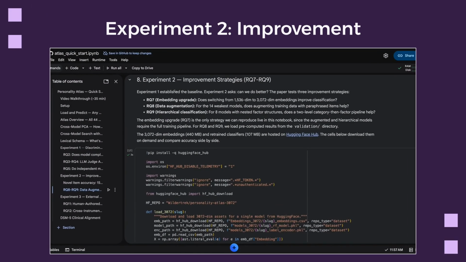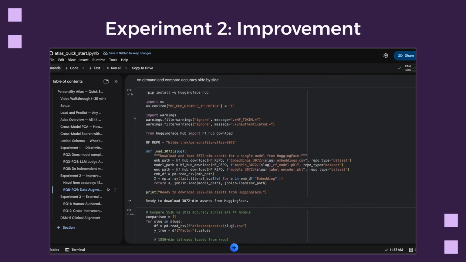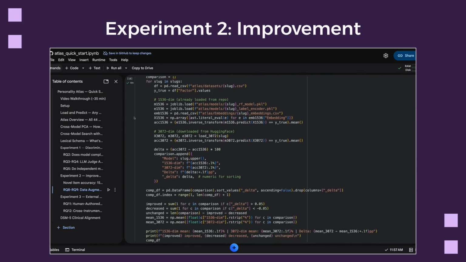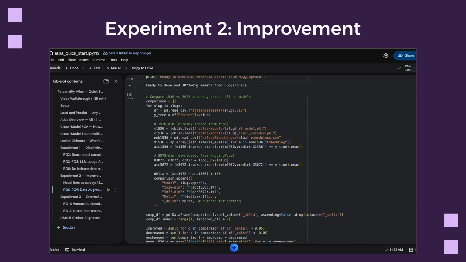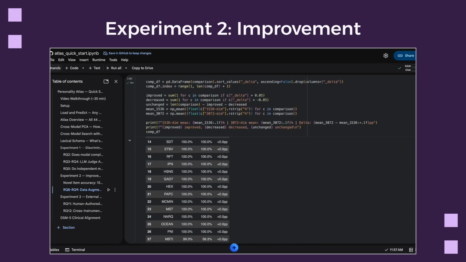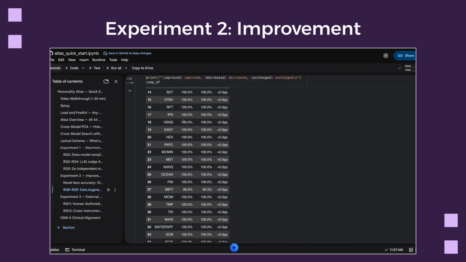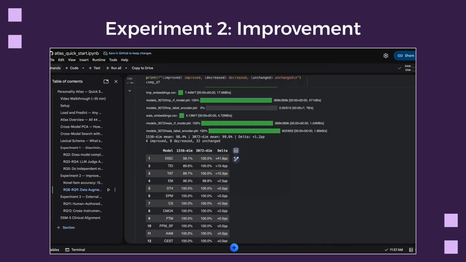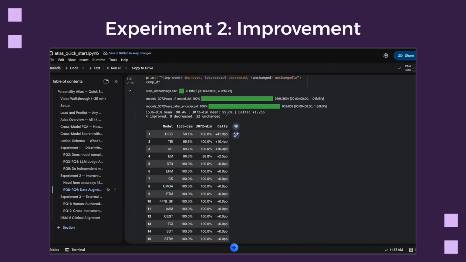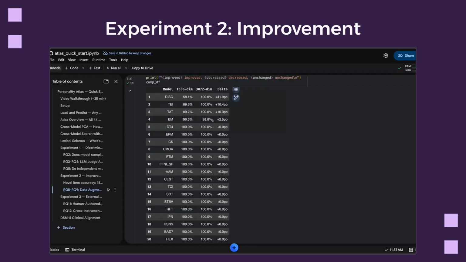Experiment 2. Improvement strategies. Experiment 1 established the baseline. Experiment 2 asks, can we do better? 3 strategies tested. RQ7. Does upgrading to 3072 DIM embeddings help? On training data. Plus 1.2 pp, negligible. Both sizes hit the accuracy ceiling. On novel items. Plus 5.0 pp, 58.7% to 63.7%, with 28 of 44 models improving. The extra resolution matters where generalization is tested.